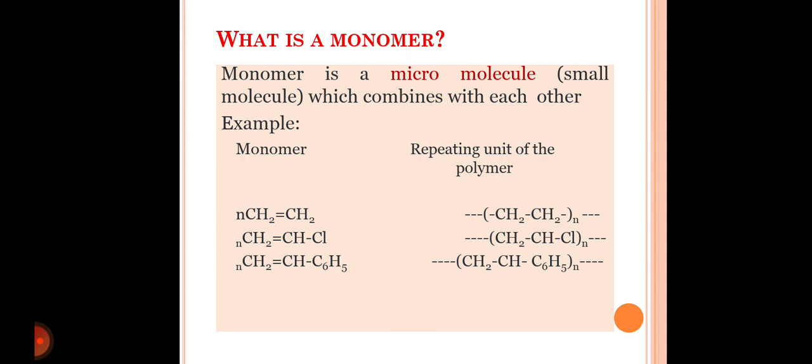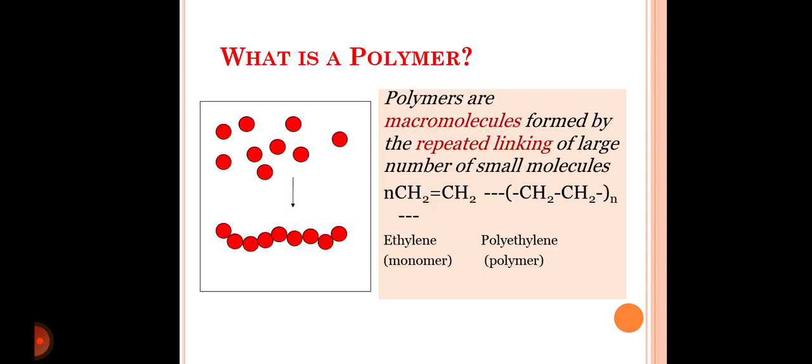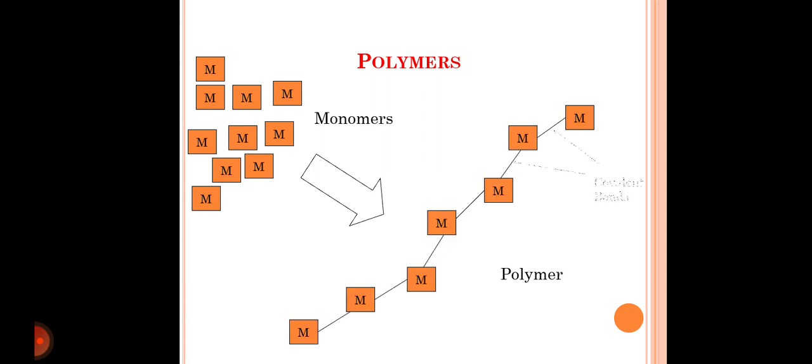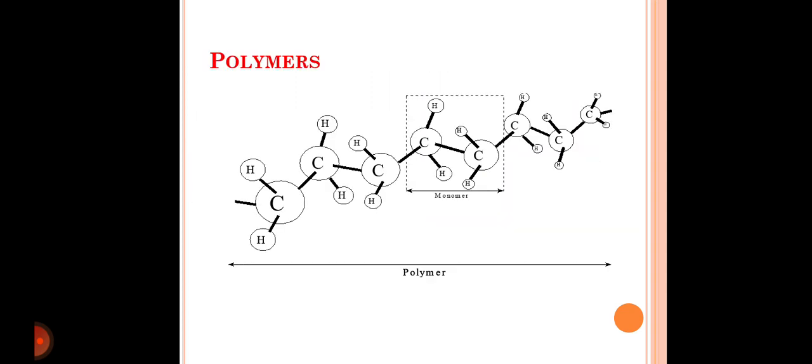What is a monomer? Monomer is a micromolecule which combines with each other to form a polymer. So let us see an example: ethylene, vinyl chloride and styrene. What is a polymer? Polymers are macromolecules which are formed by the repeated linkage of large number of small molecules. So ethylene is a monomer which forms a polymer called polyethylene. So what are polymers? So they are combinations of large monomers. So it is an example which shows the ethylene.